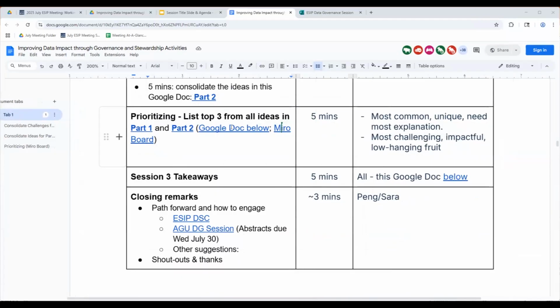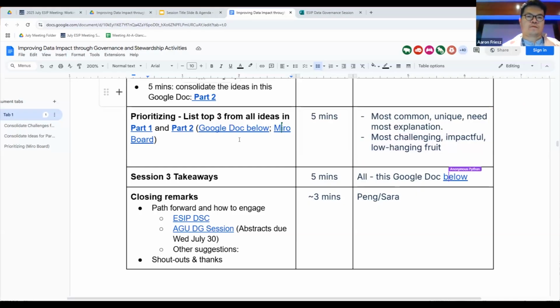Okay, everybody, for the next 5 minutes, we're going to prioritize the ideas we came up with in part 1 and part 2. You can do it as a group or individually. We can do it in the Google Doc.